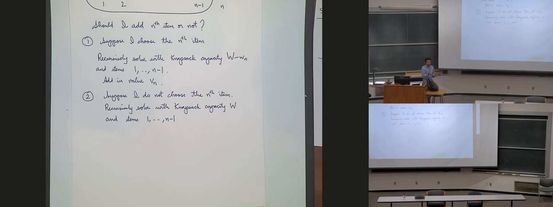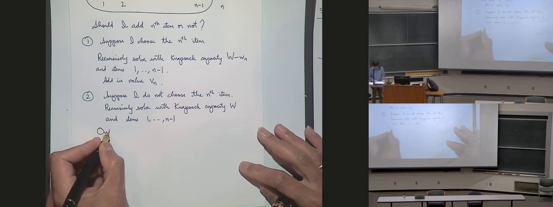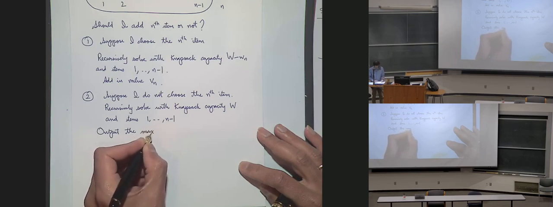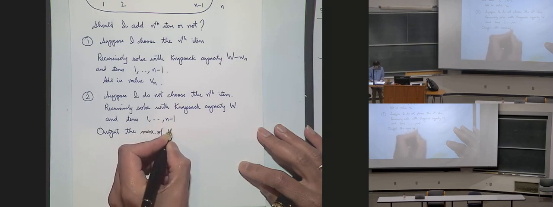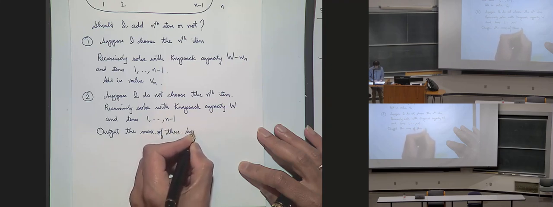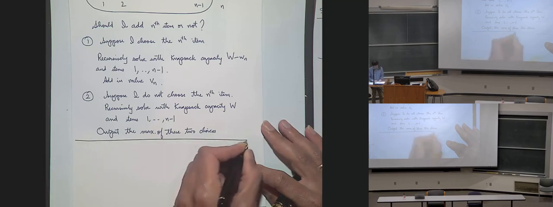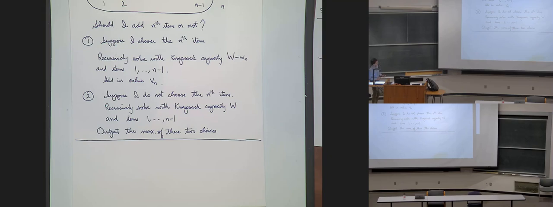So I've seen what happens if I add the item, I've seen what happens if I don't add the item, and then depending on those choices, I see which is the better choice. And so I just output the maximum of these two choices.